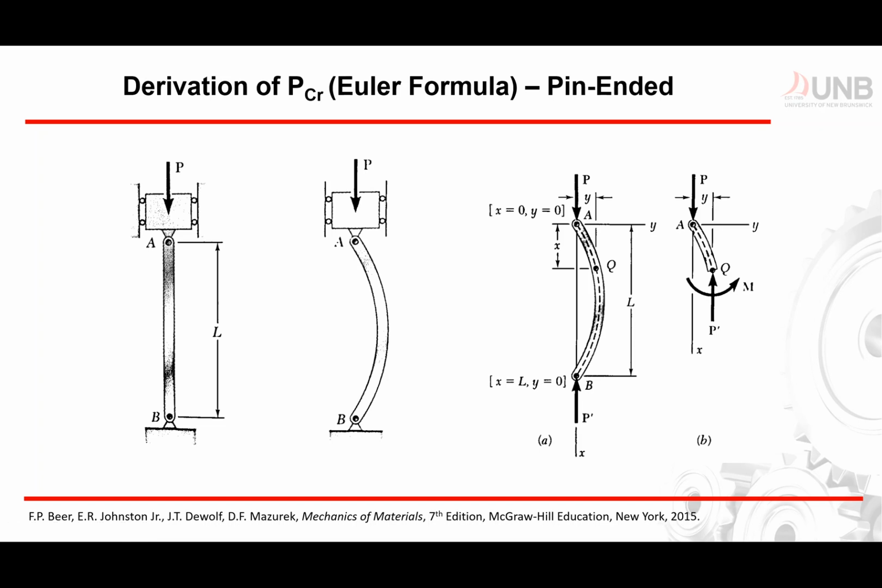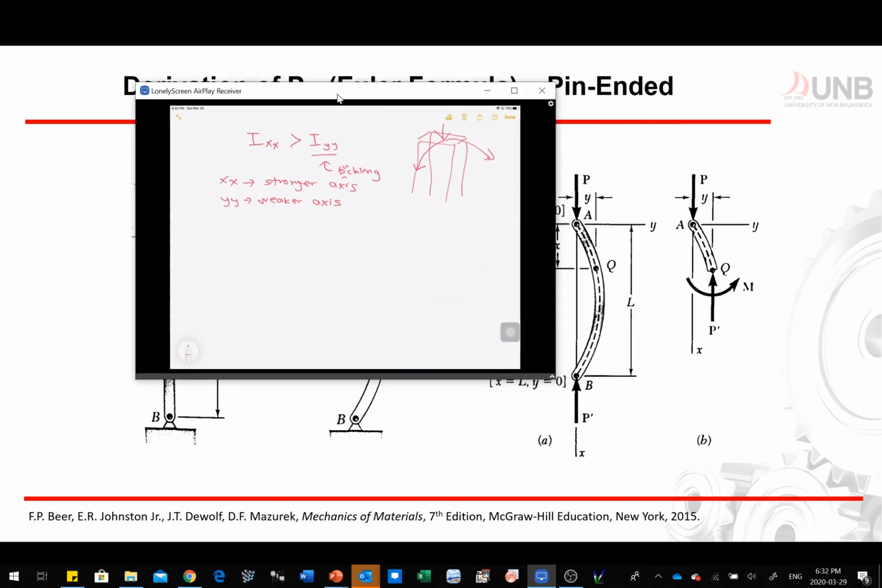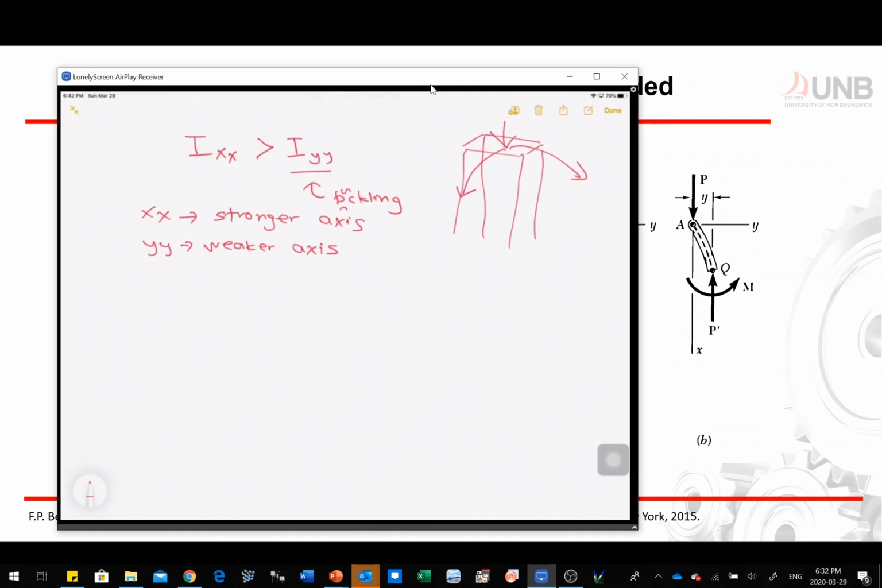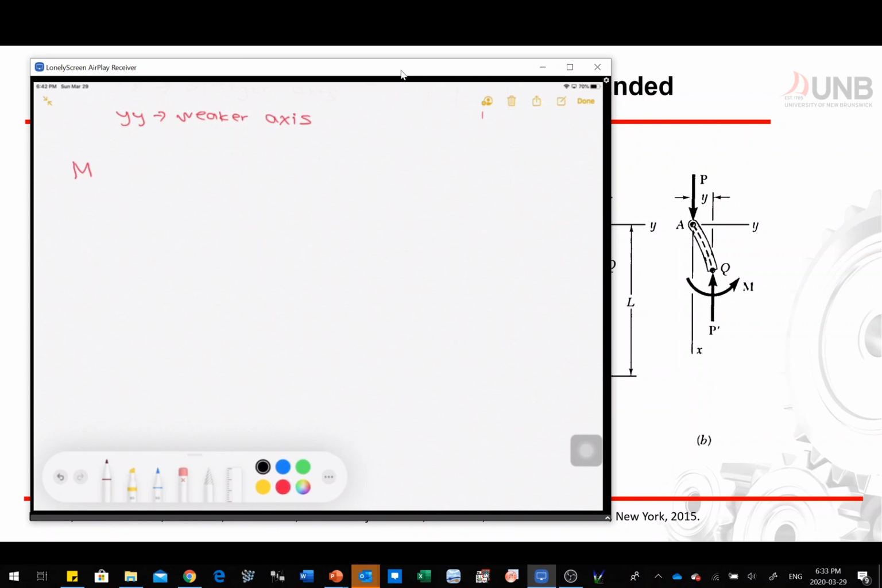Now, I'm not going to show the full derivation of this equation, just a little bit. You can check your book, but let's try to derive this one, so that you can see the one on the left. Okay. Now at point Q, we can get our moment equation. So we have M. Just going to change the color of my pen. So let's erase this first. Okay.